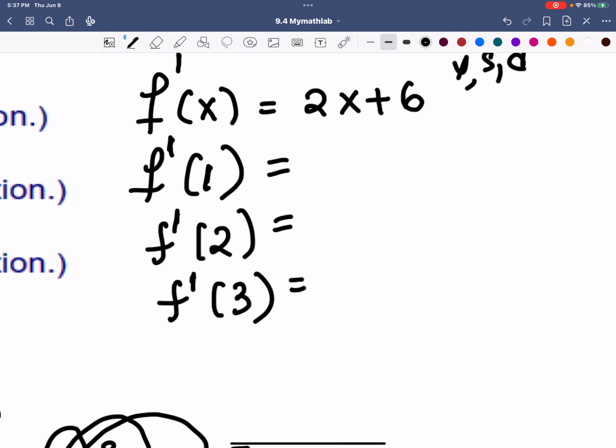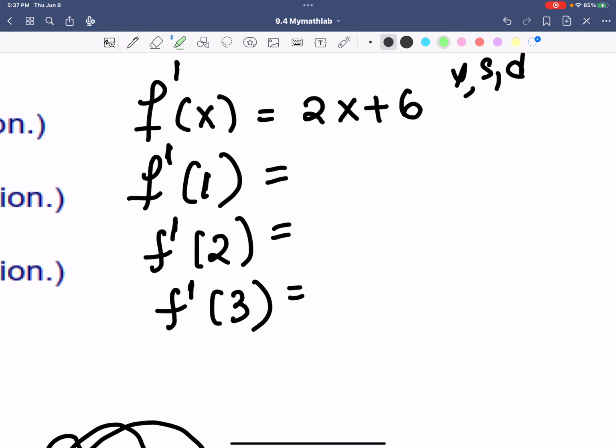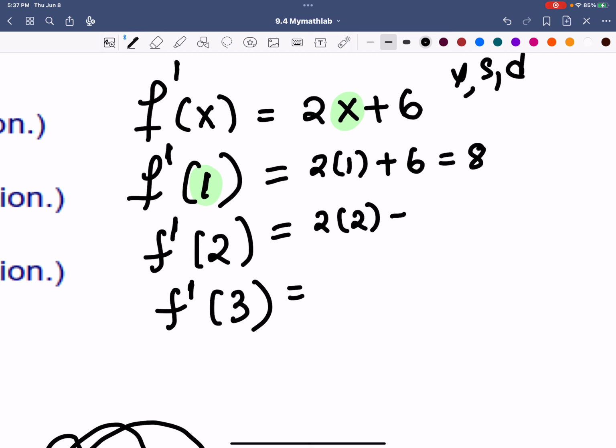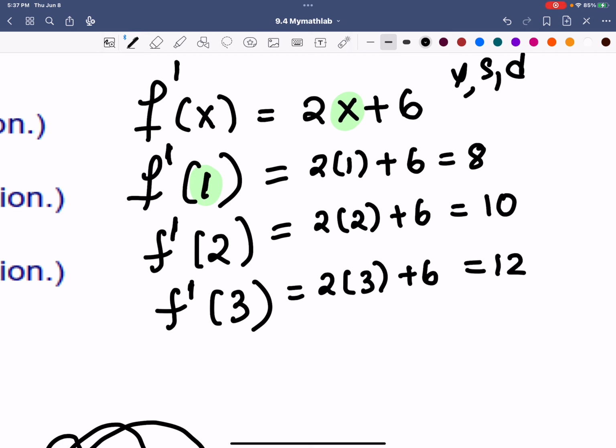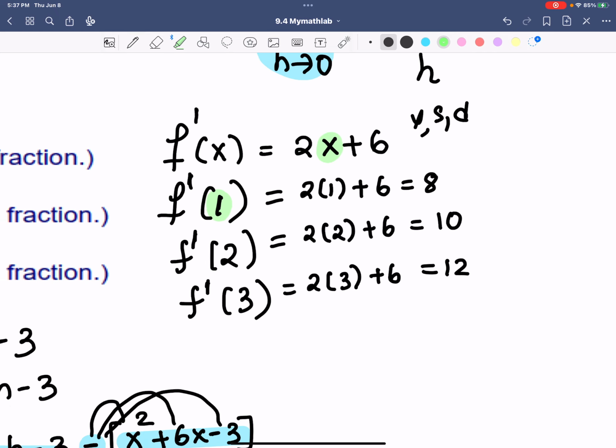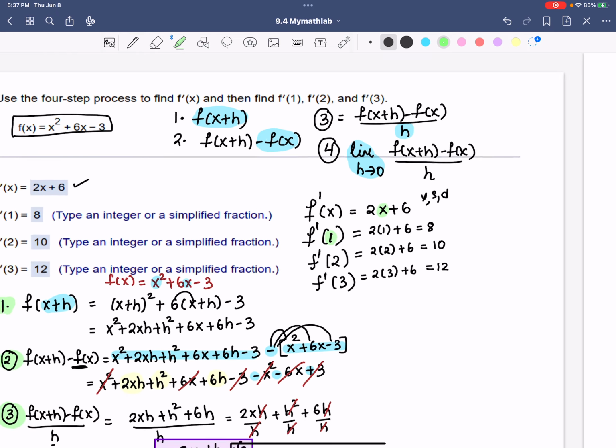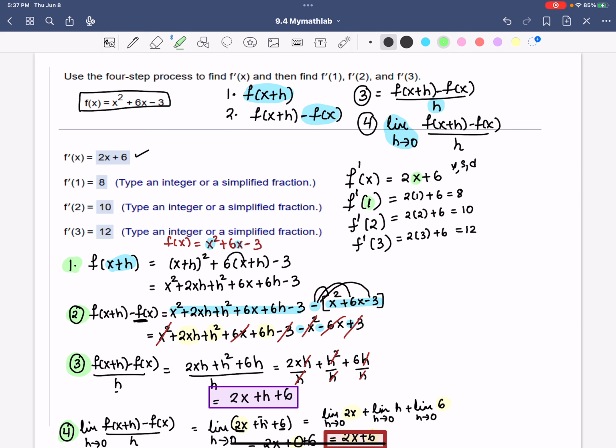You will simply go ahead and replace your x with these values. 2 times 1 plus 6 is 8. 2 times 2 plus 6 is 10. 2 times 3 plus 6 is 12. And let's see if our answers match. This is 8, bingo, 10, bingo, 12.